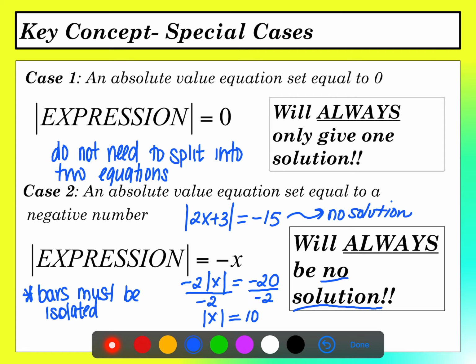Okay, because on the left side, the bars are by themselves, meaning there's nothing on the outside, front or back, and the equation is equal to a negative number.